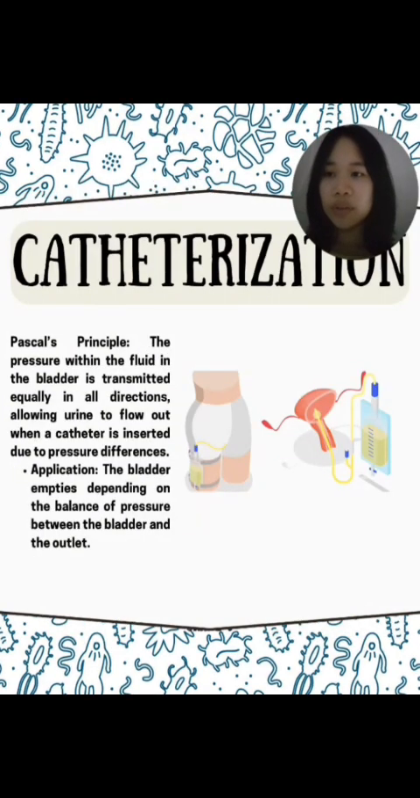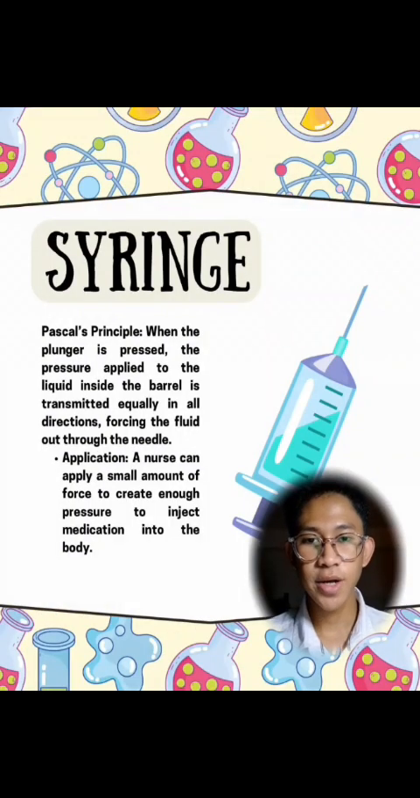The next one is catheterization. The Pascal principle is that the pressure within the fluid in the bladder is transmitted equally in all directions. It is allowed to flow out when a catheter is inserted due to pressure differences. And for the application, the bladder empties depending on the balance of the pressure between the bladder and the outlet.